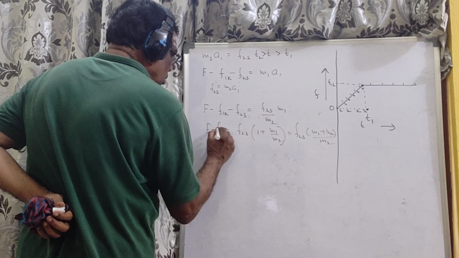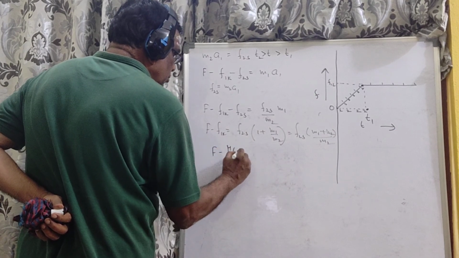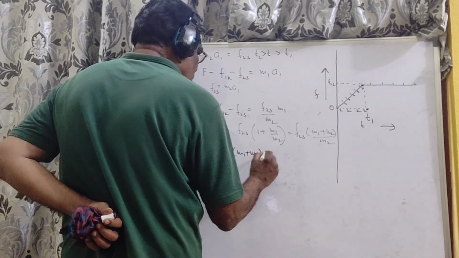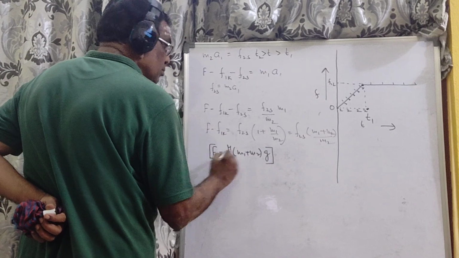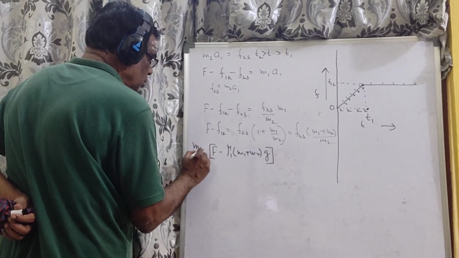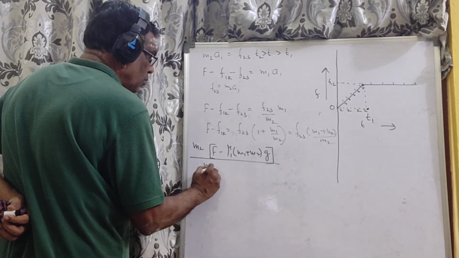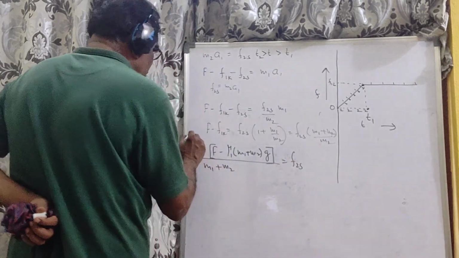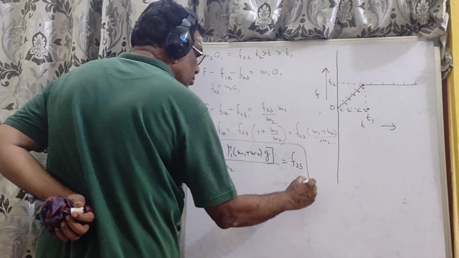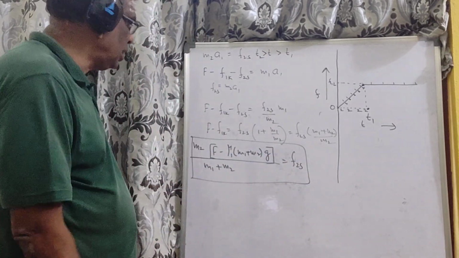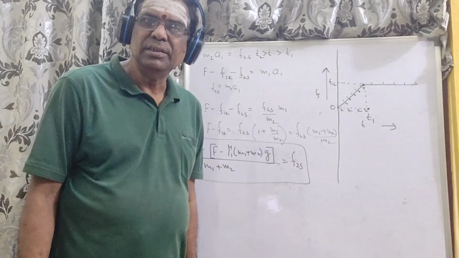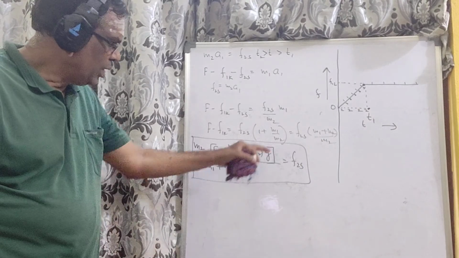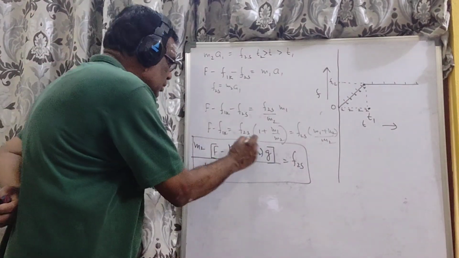So, F M1 is mu1 N1. N1 we know that it is equal to M2 by M1 plus M2. This is F2S. A very complicated result if you see it carefully. F2S, this is a constant.